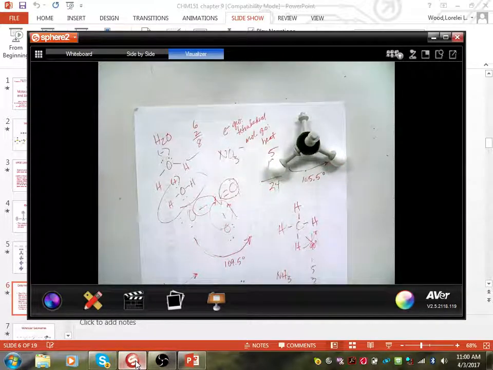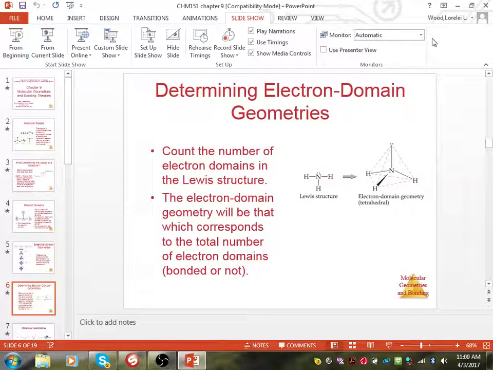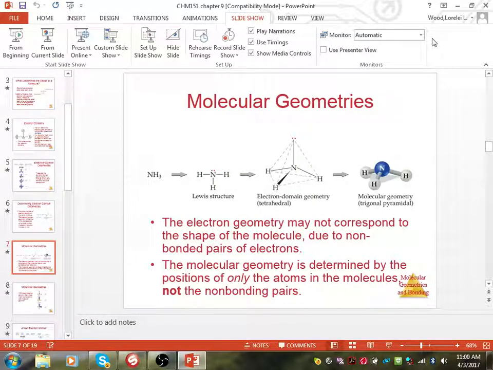And that's important to know, that the geometry and the angle between the bonded atoms changes as the number of bonds decreases. All right, so there's NH3 molecular geometry.